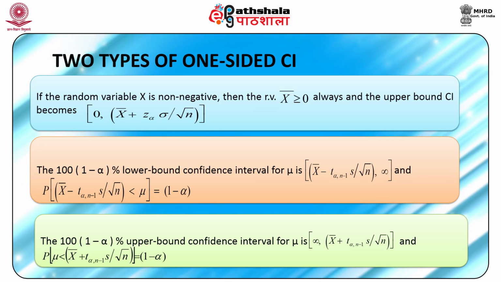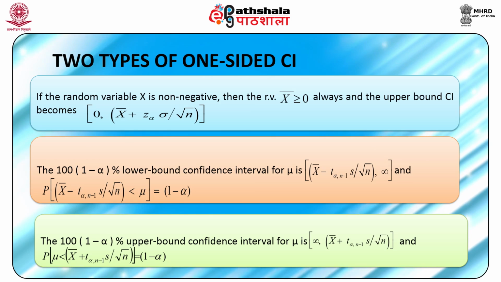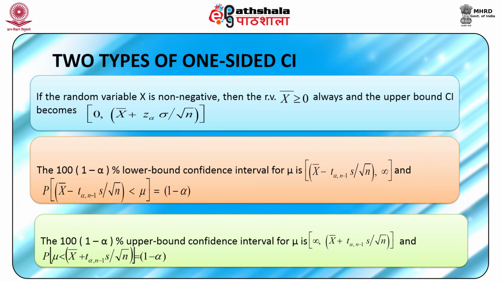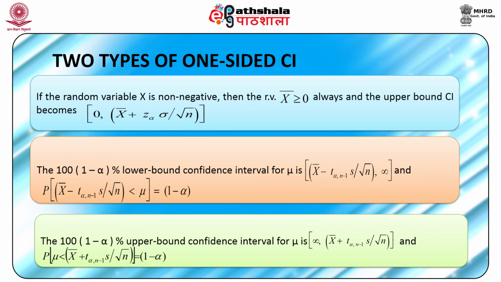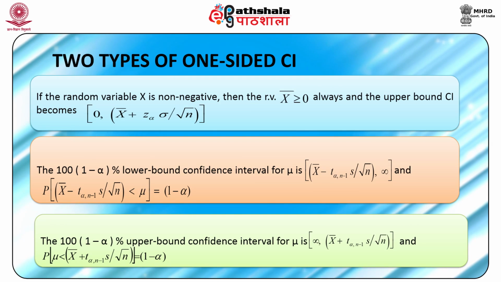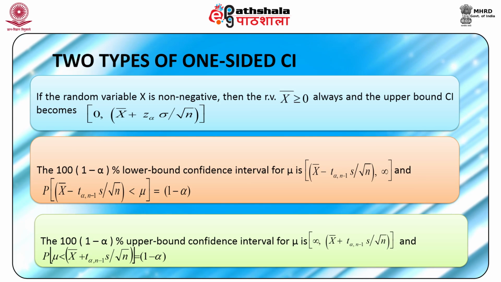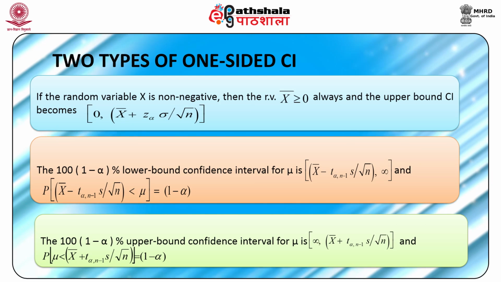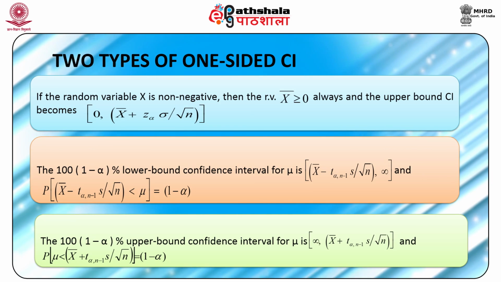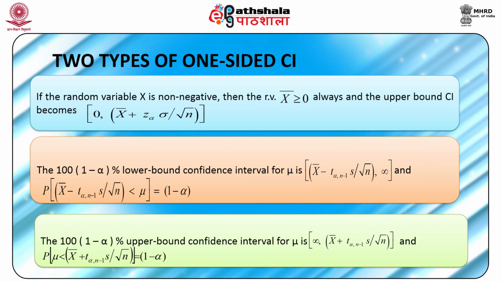Similarly, the 100 into 1 minus alpha percent upper bound confidence interval for mu could be defined as minus infinity to x bar plus T alpha n minus 1 into S upon root n, where alpha area is in the upper tail of the T n minus 1 distribution, and probability mu less than x bar plus T alpha n minus 1 into S upon root n is equal to 1 minus alpha.